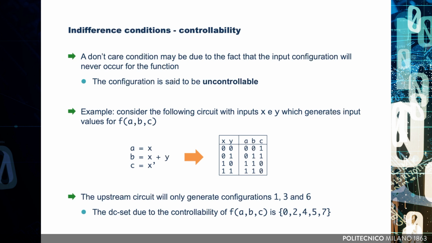As you can see from such a table, only 3 configurations are generated on A, B, and C. These correspond to 1, 3, and 6. The other configurations, 0, 2, 4, 5, and 7, are never generated by the circuit and thus represent don't care conditions for the function f.